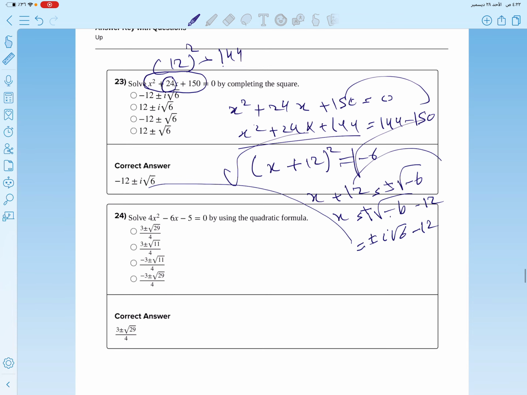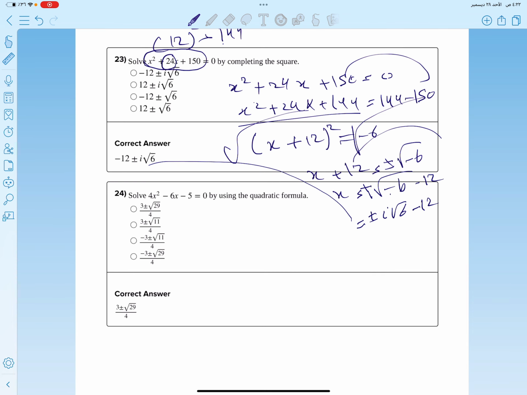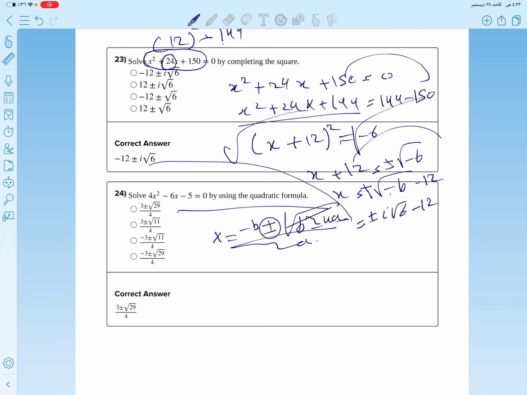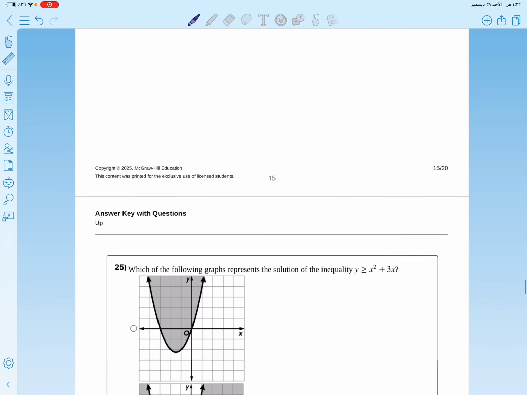Solve x squared minus 6x minus 5 by using the quadratic formula. Okay, I solved a question like this before, so I just need to use the formula, negative b plus and negative. We put two signs because we have two values, don't forget this. The square root of b squared minus 4ac over 2a. Just use this formula, substitute, and find the answer.